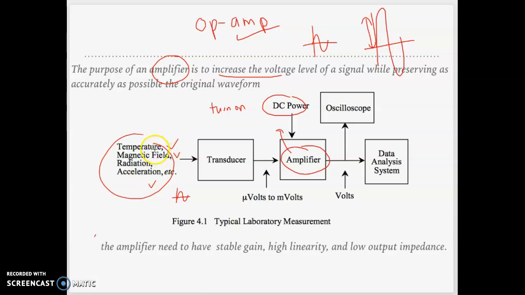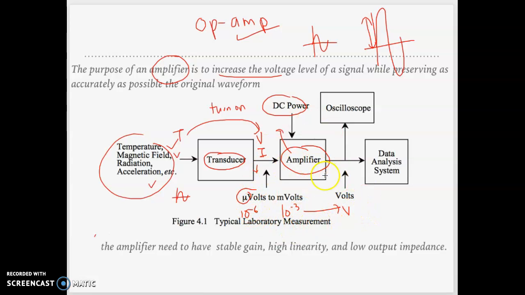Say this input is a temperature. You need to translate this into something the electronic circuit can read, either voltage or current. In order to translate the temperature to voltage or current, we call this one a transducer. It will translate temperature, radiation or acceleration into voltage or current. The voltage we receive from this sensor is in microvolts, 10 to the power of minus 6, which is very small. So you need to amplify this voltage to become millivolts, 10 to the minus 3, or to volts.